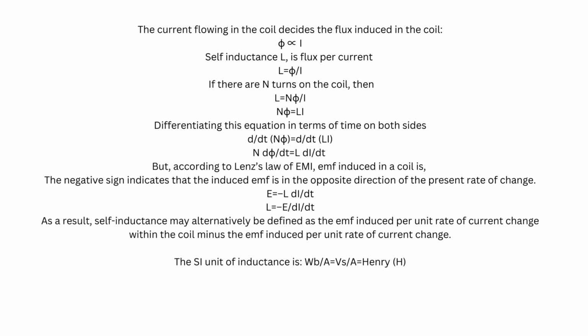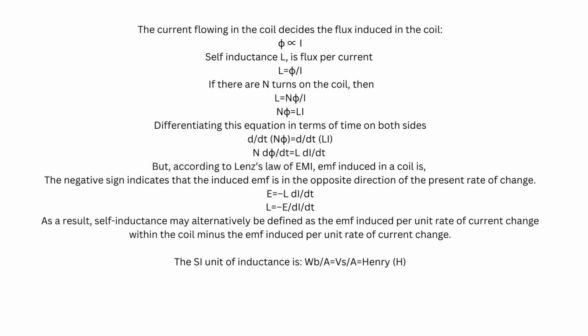Now differentiating both sides, d by dt of N phi equal to d by dt of L i, which gives N into d phi by dt equal to L into di by dt. So we arrive at the EMF equal to minus L into di by dt. di by dt is the change in current. Now, self-inductance may alternatively be defined as the EMF induced per unit rate of current change within the coil. That's also another definition. The SI unit of inductance is Weber per ampere or Henry. Inductance is in Henry.